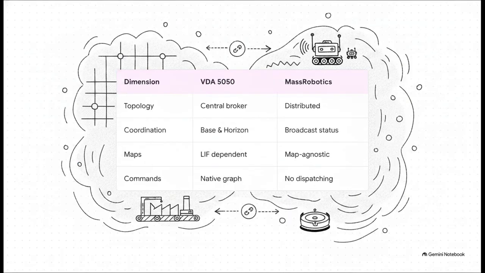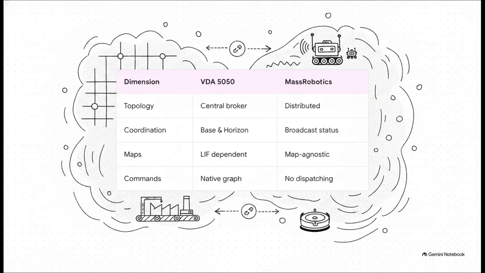When you break down the specific dimensions, it becomes super clear. Notice how MassRobotics is totally map agnostic and has literally zero native support for task dispatching. VDA 5050, on the flip side, needs specific maps, like the layout interchange format, and uses native graph commands to move robots. But here's the real aha moment.